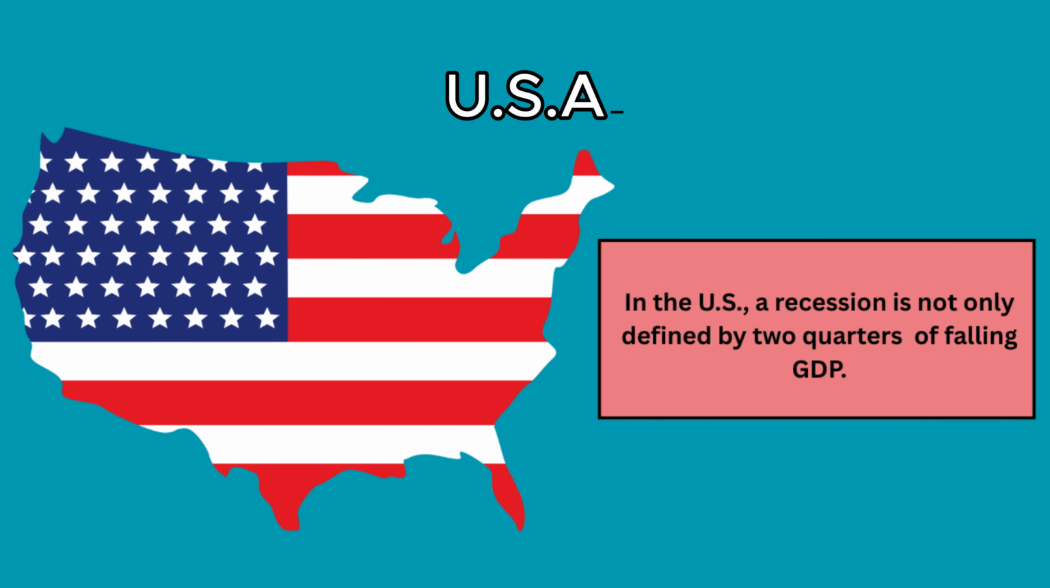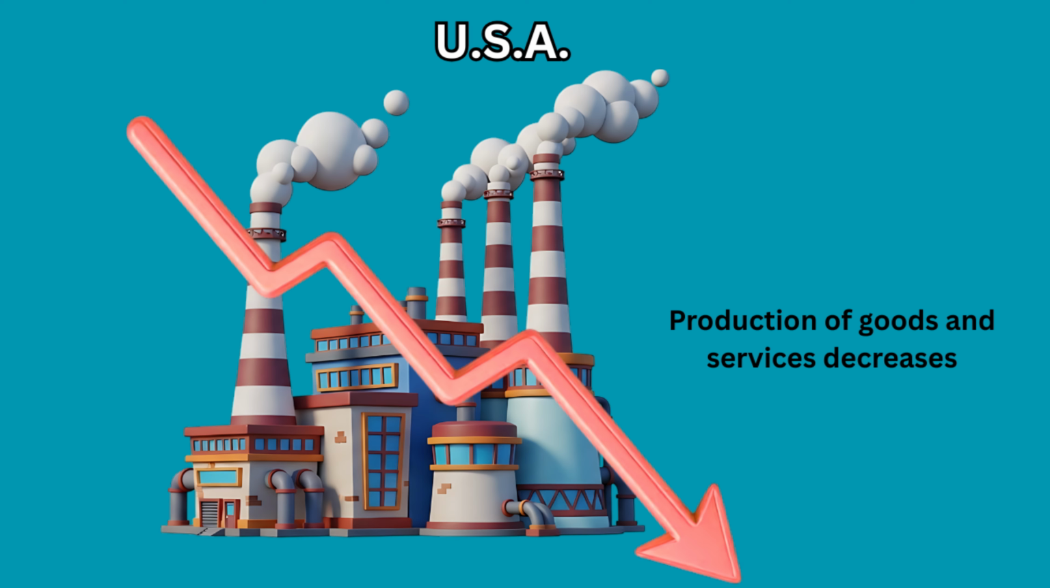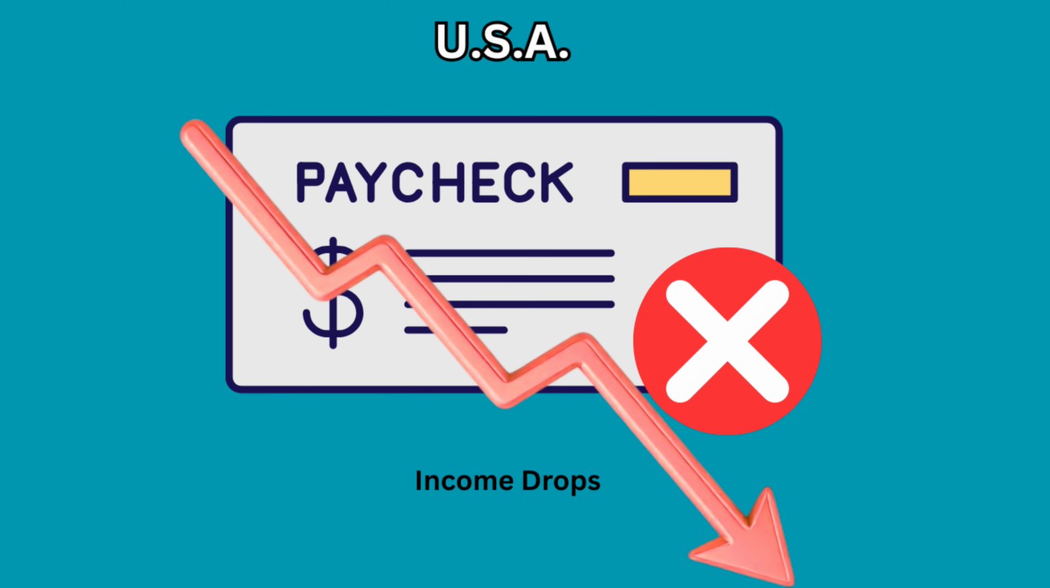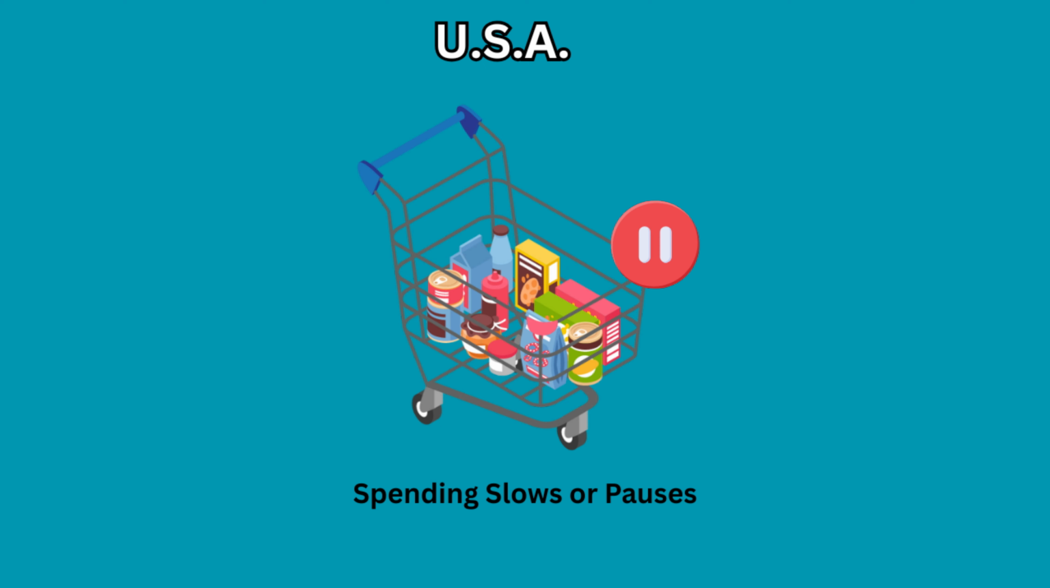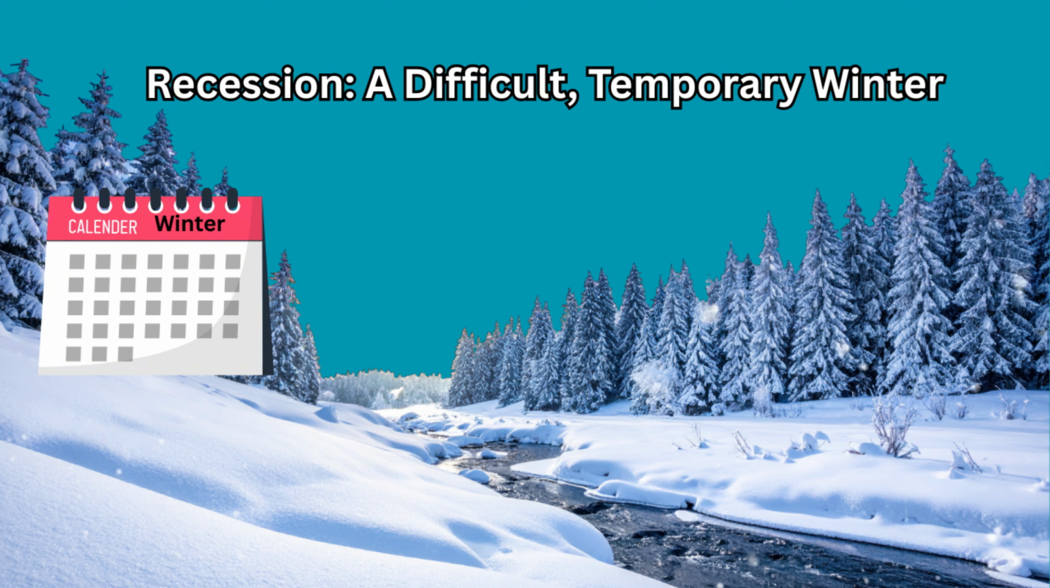In the United States, a recession is not officially defined by 2 quarters of falling GDP. Instead, a recession is a broad slowdown across the economy. Production falls, jobs are lost, income drops, spending slows, and it lasts more than a few months. A recession is like a bad season, such as a long winter, uncomfortable and harmful, but it usually passes.